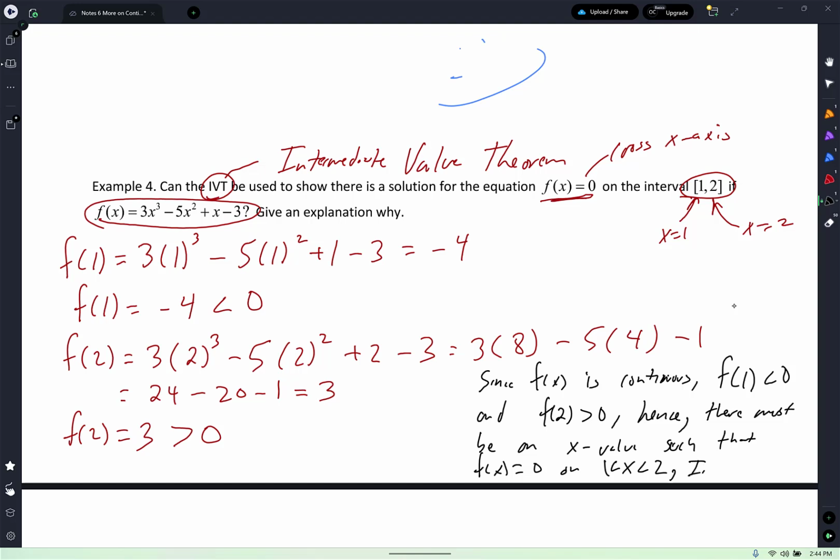Since f of x is continuous, f of 1 is negative and f of 2 is positive. Hence, there must be an x value such that f of x equals 0 between 1 and 2, comma, intermediate value theorem. Does that make sense? Yeah, it makes sense to me. One's negative, one's positive. I have to cross the x-axis. Yay or nay, guys? Okay. Here we go. Okay.